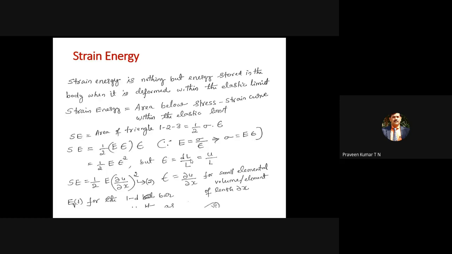But epsilon, we have a general formula. Epsilon is nothing but a strain. We have the general mechanics of materials formula, delta dl by L. But in finite element analysis, the change in length is given by U, and the original length is L. Strictly speaking, you are considering a small elemental strip. For the small elemental strip, the change in length is given by del U. The length of the elemental strip is del X.